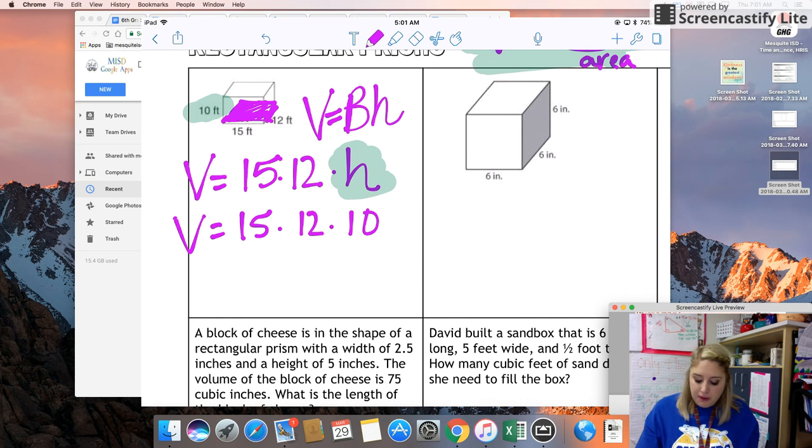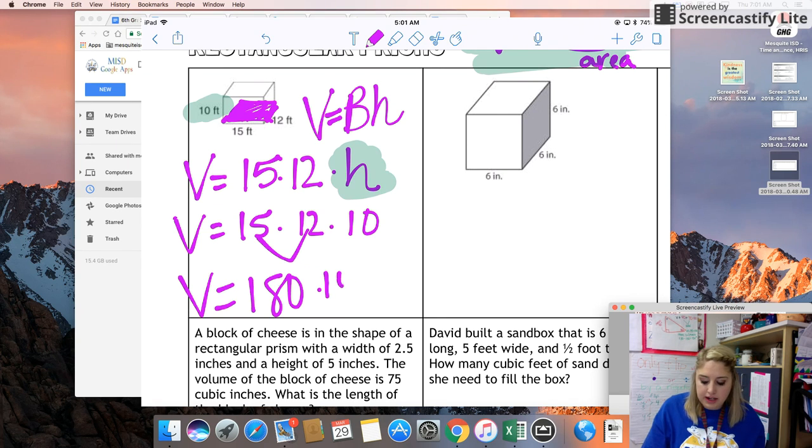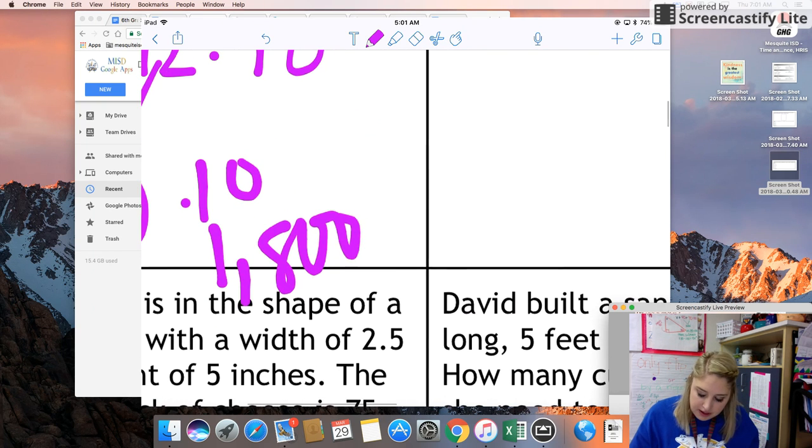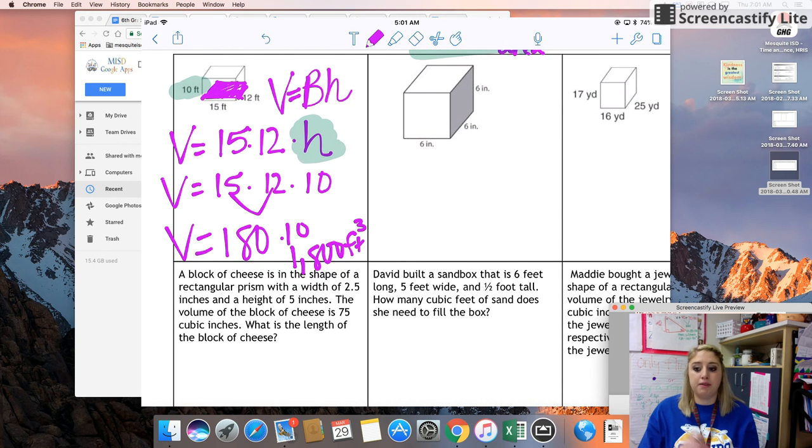Okay, so if I multiply these together, I'll go ahead and do it for you. 15 times 12 is 180. 180 times 10 will give us 1,800. And this is going to be feet cubed because they are cubic feet.